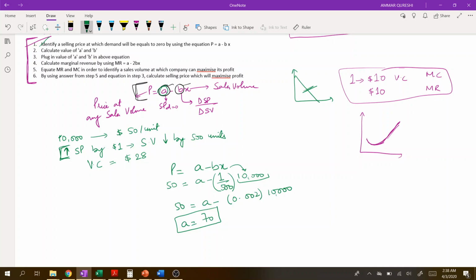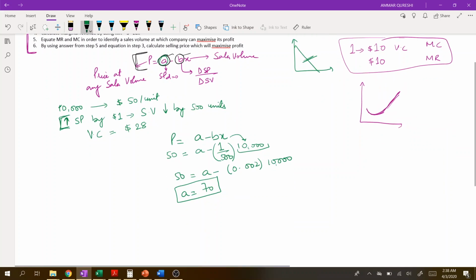Now, we got the value of A, we got the value of B. So we will move to the next step, which is to plug the values of A and B into the above equation. So now we will write P is equal to 70 minus 0.002 of X. Now what is this equation representing? This equation is actually the price equation for this particular question, right? If you have any other question, the price function will be different for every scenario, right? So we are done with this price function.